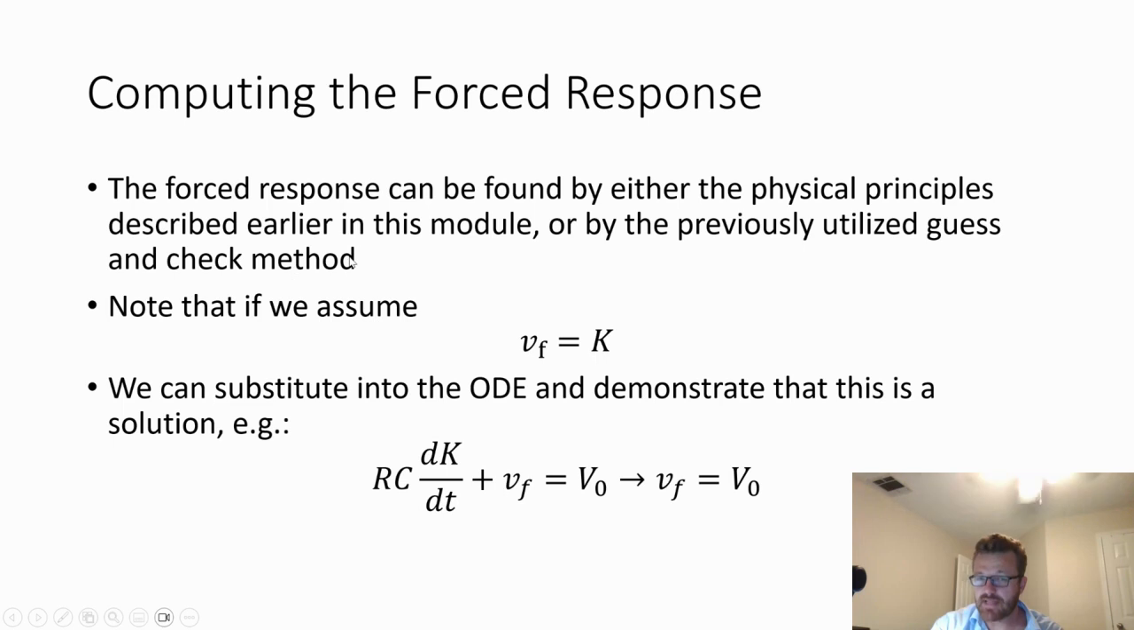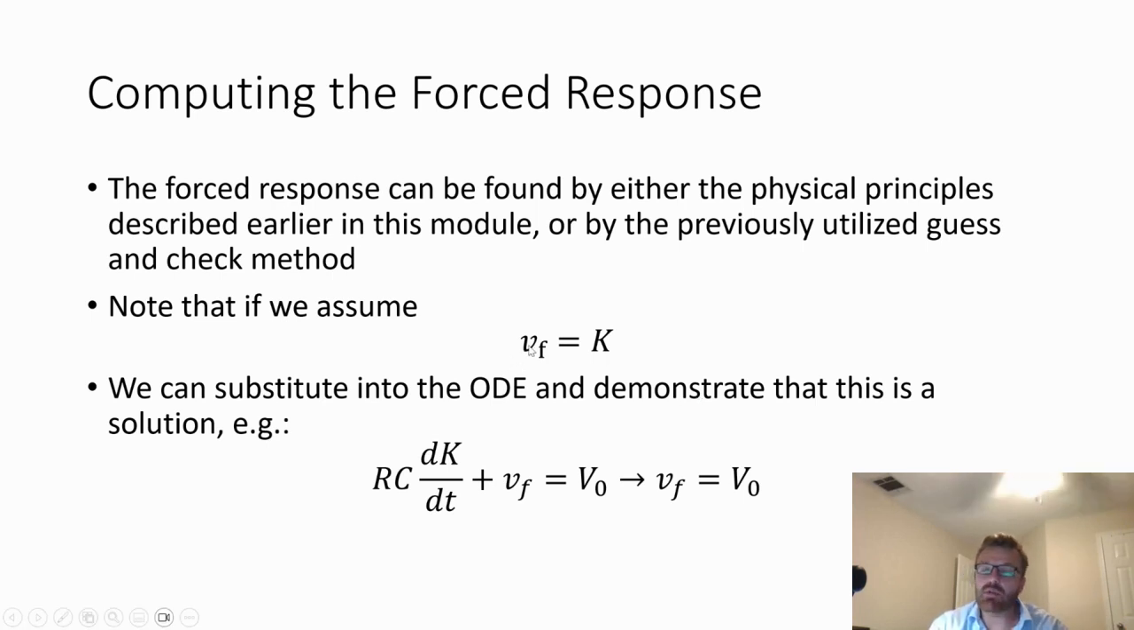Now let's find the forced response. As we mentioned, it's going to be V naught, but we can guess and check. Just assume that it is a constant value. For those of you that have taken differential equations, you usually use a table for the different forms of a forced response given the nature of the input.